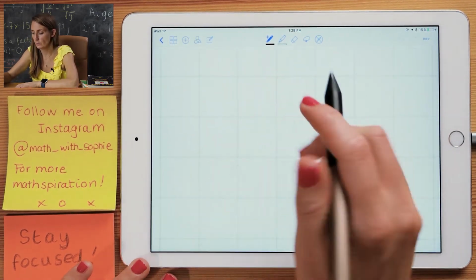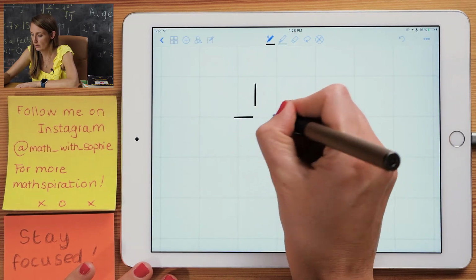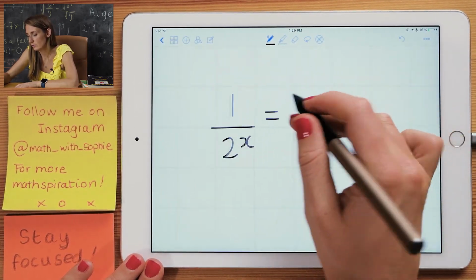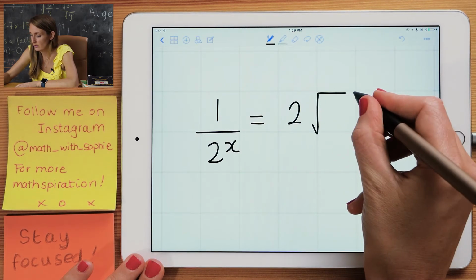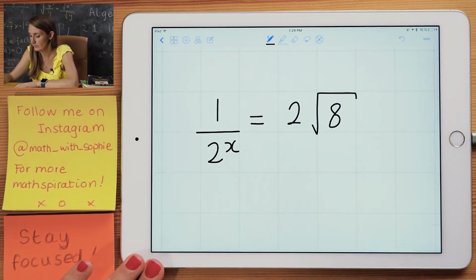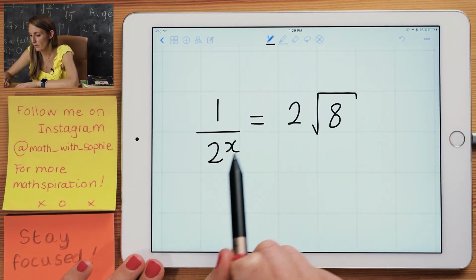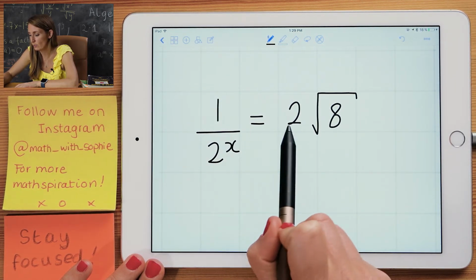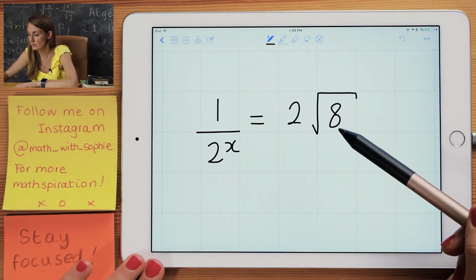So the last question we're going to do in this series is 1 over 2 to the x is equal to 2 times the square root of 8. So we always want all of our bases or all of our big numbers to be matching. So in this case, we're going to have them all as 2. So we need to work on this square root of 8.